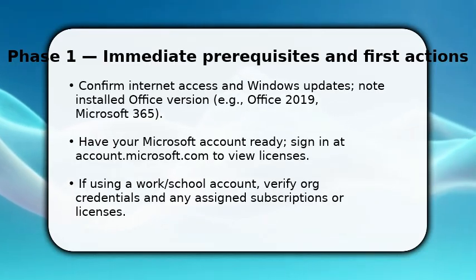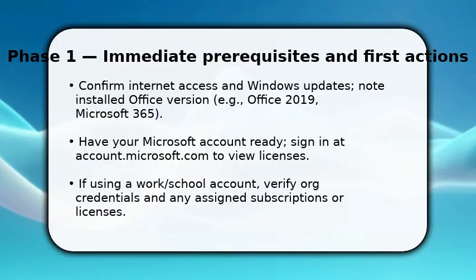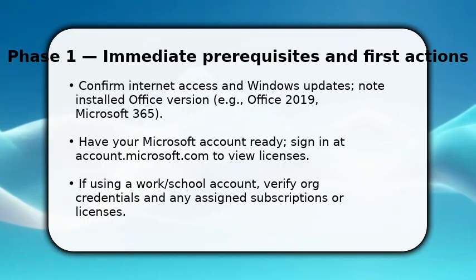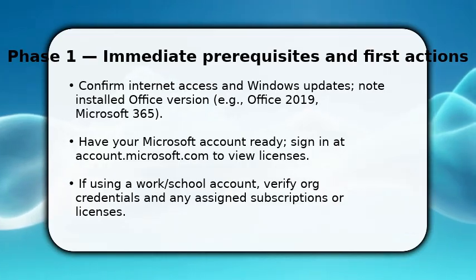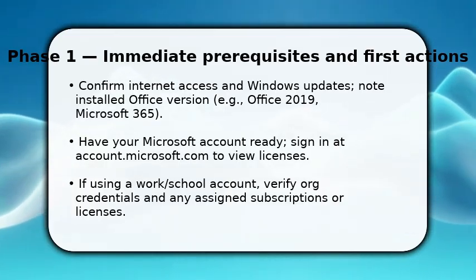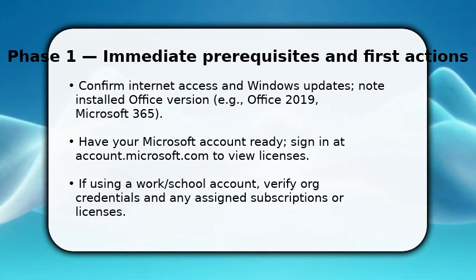Once signed in, check services and subscriptions to see if a Microsoft 365 or product license is assigned. If you have a work or school account, use those credentials. They often auto-provision apps. Now open Excel and proceed to the account page to begin activation.